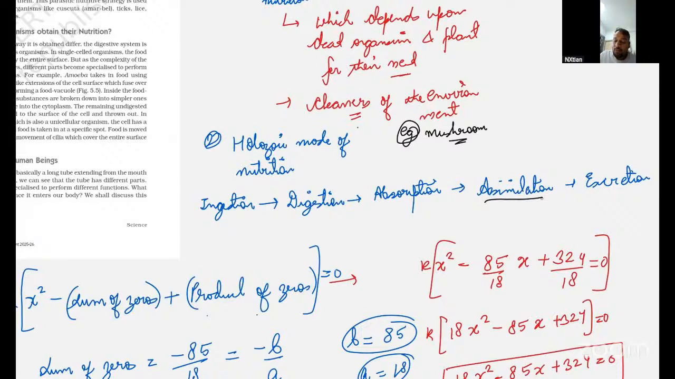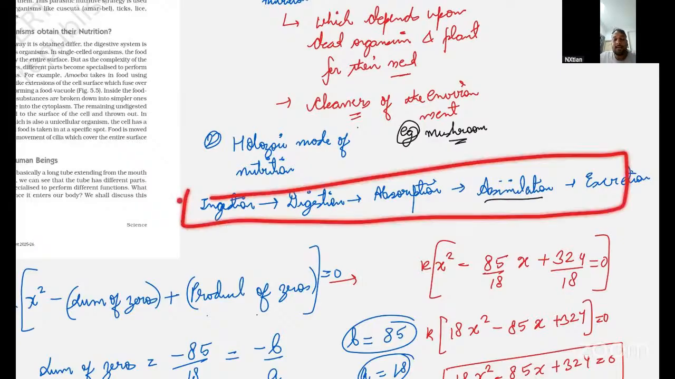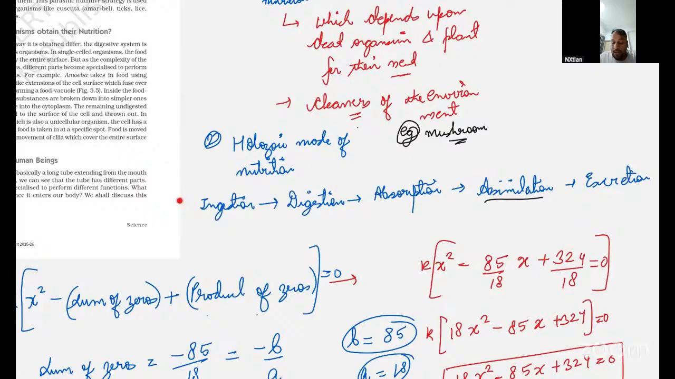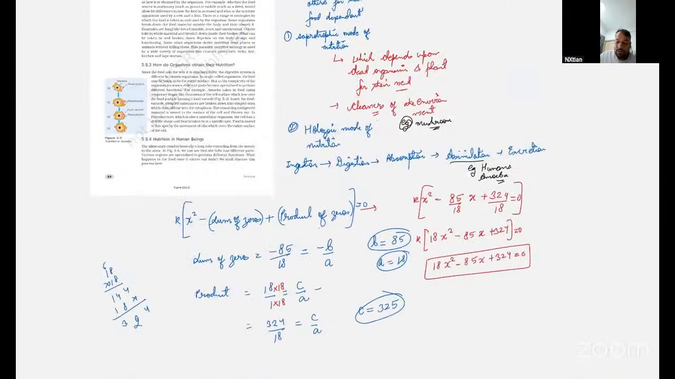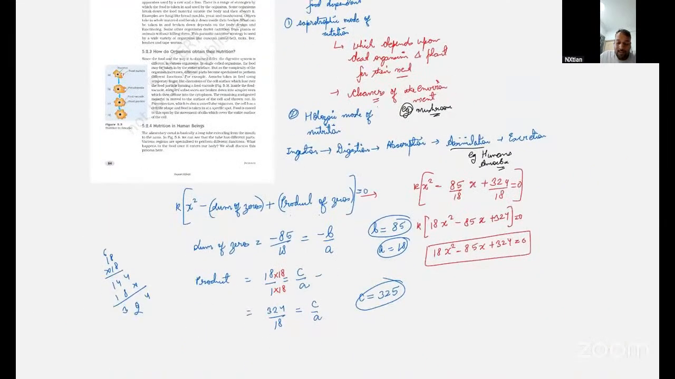Those organisms who are following these steps are called holozoic mode of nutrition. So can you tell me any example of holozoic mode of nutrition? Humans. Humans, we follow holozoic mode of nutrition. Are you getting this? Yes, amoeba also follows the holozoic mode of nutrition. These are basically holozoic mode of nutrition. Write it down quickly, everyone. Are you writing this?